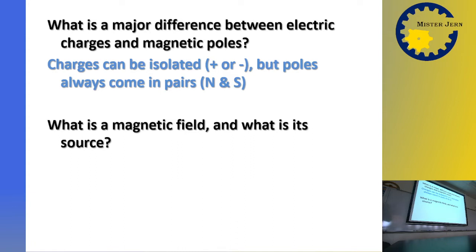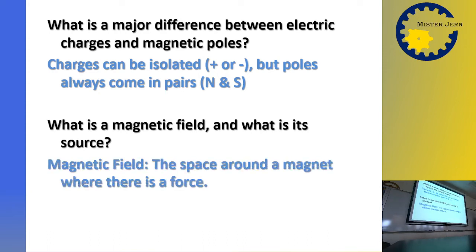So a magnetic field, this is almost like a vocabulary term. What is it? What's its source? But if you remember what an electric field is, and you remember what a gravitational field is, this shouldn't be too much of a problem for you. A magnetic field is just the area around a magnet that feels a force, or that you feel a force.